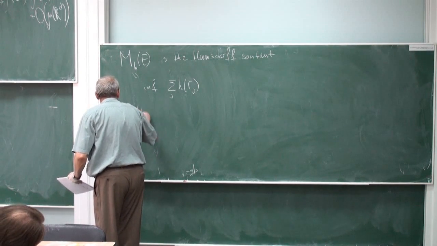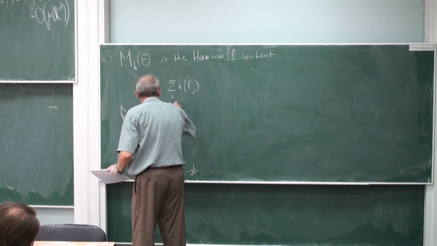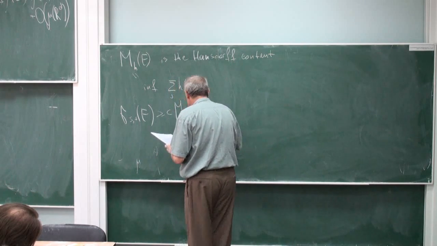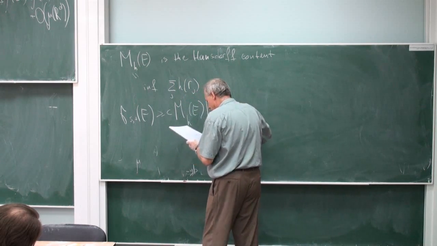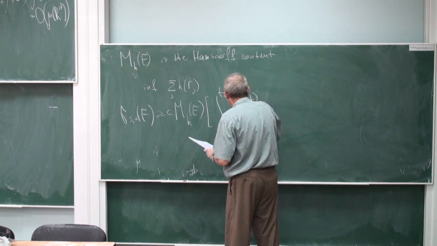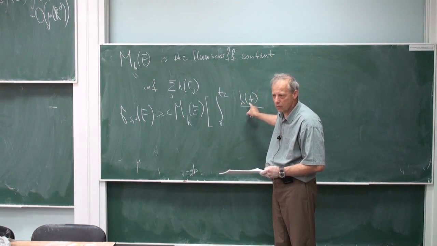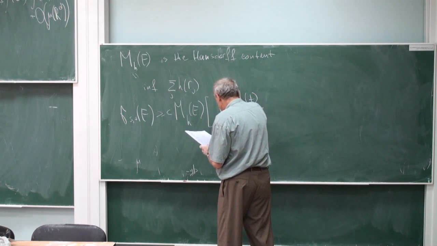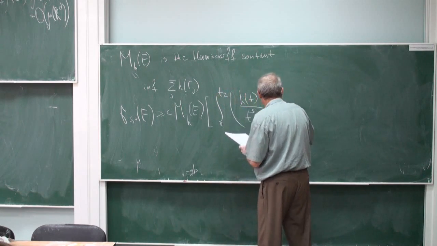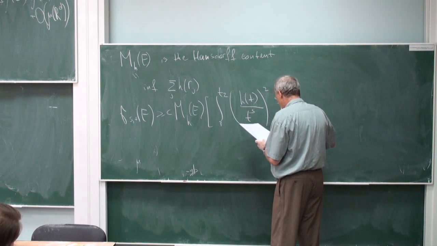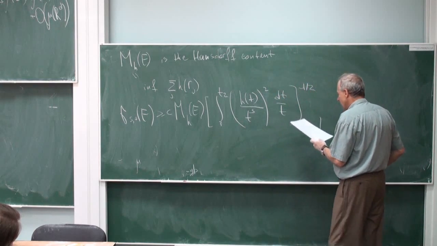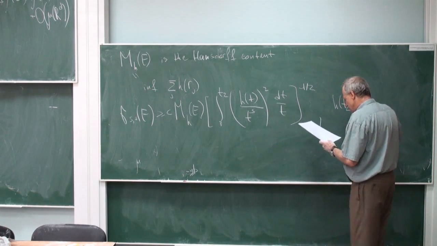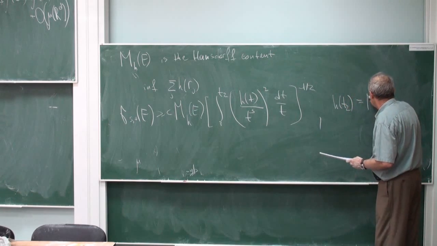Gamma S plus of E is greater or equal to C times the integral from 0 to t2 of the Hausdorff content of E. I will explain what it means. H of t, H is the gauge function or measure function, over t to the power s, squared, dt over t, to the power minus 1/2, where C depends only on d and s, and t2 is defined by the equality H of t2 is the Hausdorff content of E.